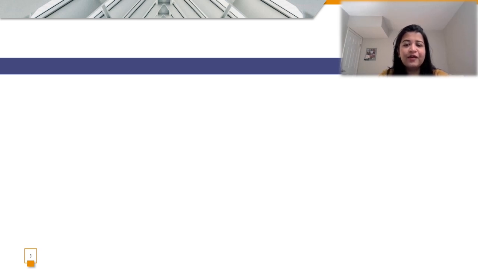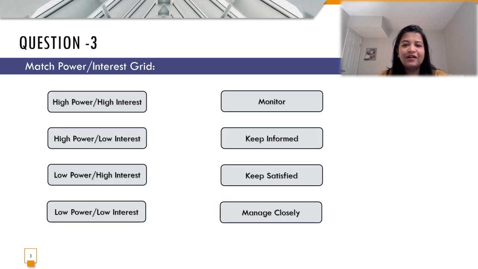In the third question, we are given the power interest grid, wherein we are supposed to understand how we should engage these types of stakeholders, whether they hold high power or high interest, or high power or low interest, and vice versa. So let's start. The first one is high power and high interest. In that case, they are the most important stakeholders for my project, so I have to manage them very closely. So this is going to be mapped with manage closely.